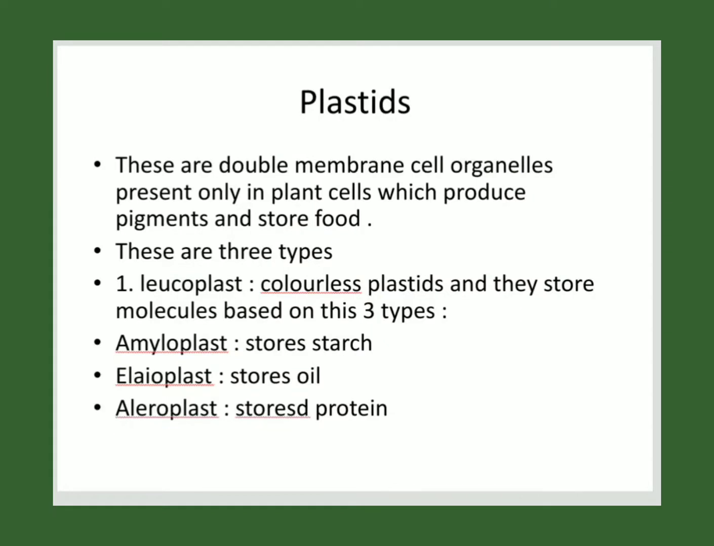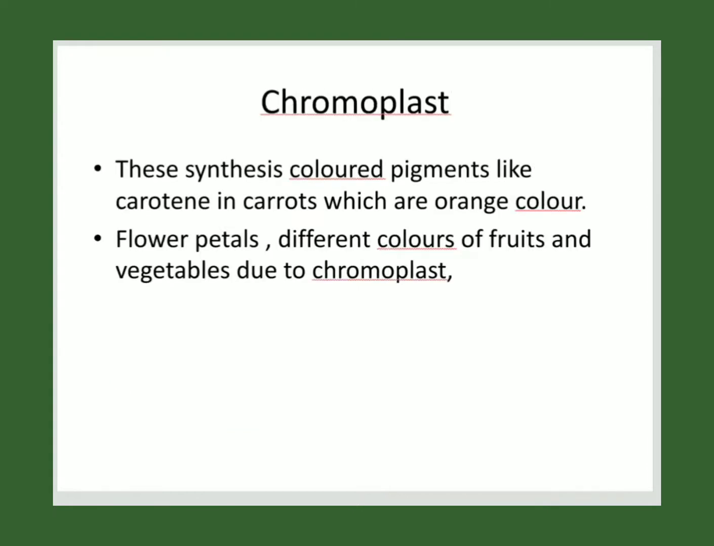Next, the cell organelle plastids, which are present only in plant cells. These are double membrane cell organelles which produce pigments and also store food. They are of three types. The first one is leucoplast. These are colorless plastids and they store molecules. They are of three types: amyloplast, which stores starch; elaioplast, which stores oil; and aleuroplast, which stores proteins.